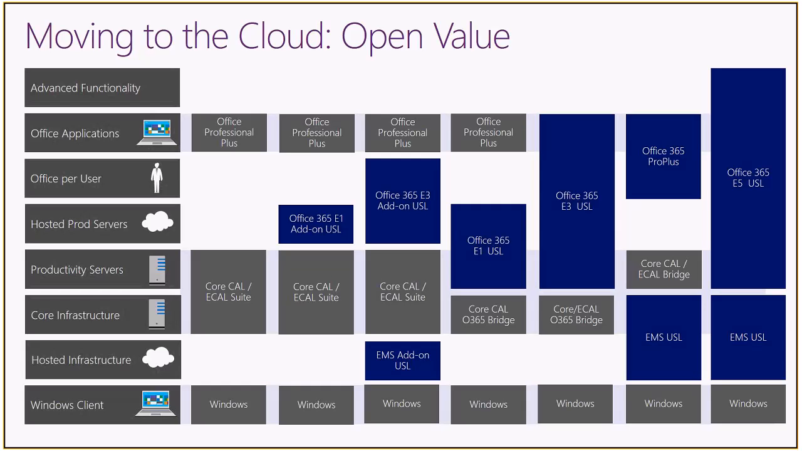If we think about the different types of licenses that we've seen, we've got the full USLs, the add-ons, and the bridge CALs. Where we're working with customers who want to transition from on-premises into the cloud, what's the best thing to do?